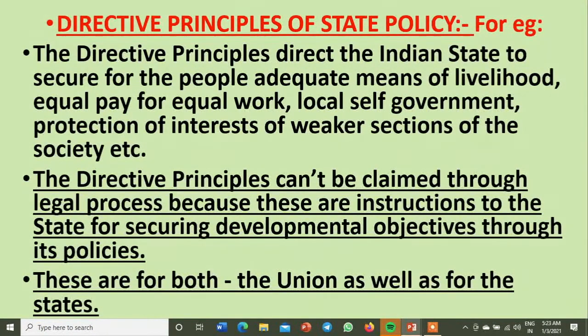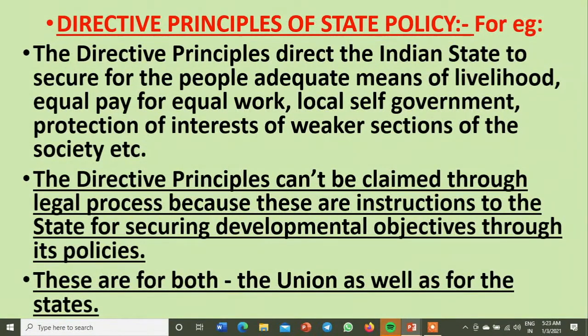Now, the next is that directive principles are continued. The next example is that the directive principles direct the Indian state to secure for the people adequate means of livelihood, equal pay for equal work, local self-government, protection of the interests of weaker sections of society, etc.